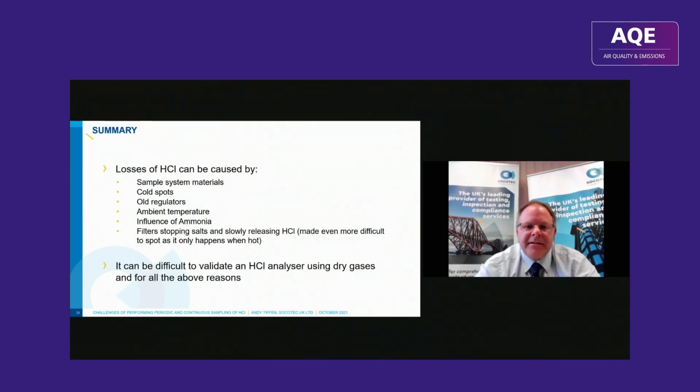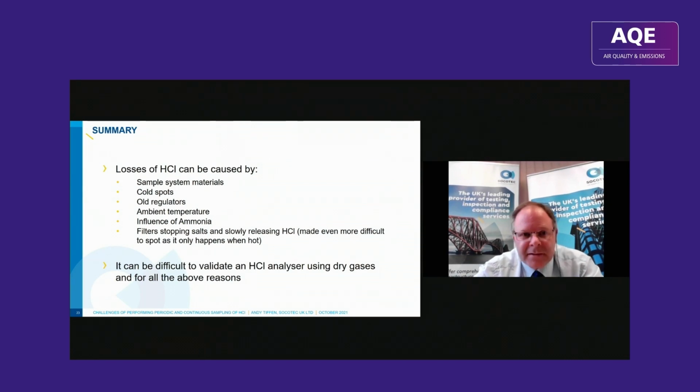So in summary, there are lots of things that can cause differences when trying to perform sampling for HCl. Taking a close look at things like the materials that are used in the sample system, making sure there are no cold spots does seem to be very, very key. Making sure that if there's any parts of the system that are unheated, that they are lagged and kept as warm as possible, and that any unions and junctions are kept as short as possible.